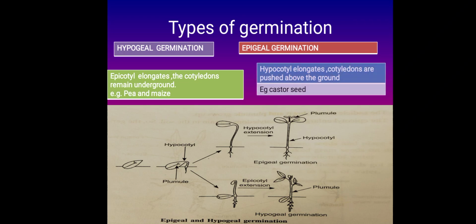In case of epigeal germination, the hypocotyle elongates and the cotyledons are pushed above the ground. Example, castor seed. In case of hypogeal germination, the epicotyle elongates and the cotyledons remain on the ground. In case of epigeal germination, the hypocotyle elongates and the cotyledons are pushed above the ground.